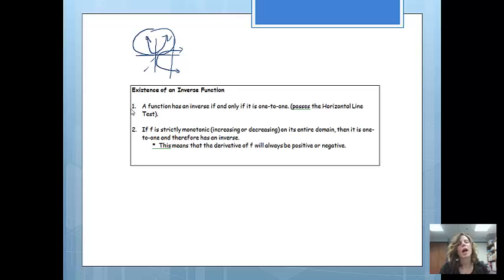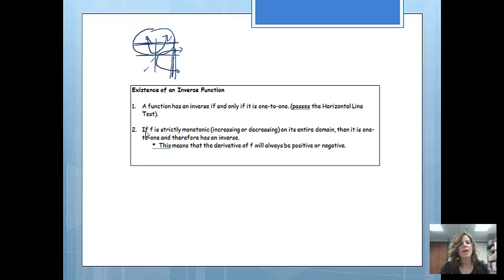To be able to tell that, first of all, a function has an inverse if and only if it is 1-to-1. It passes the horizontal line test. Notice this specific inverse function didn't pass the vertical line test, but the original function didn't pass the horizontal line test, and if I turn that on its side, it turns into the vertical line test. So if an original function does not pass the horizontal line test, then the function will not have an inverse that is a function.